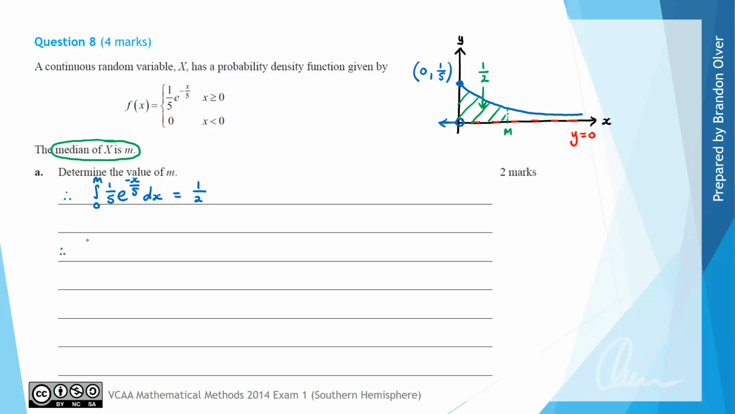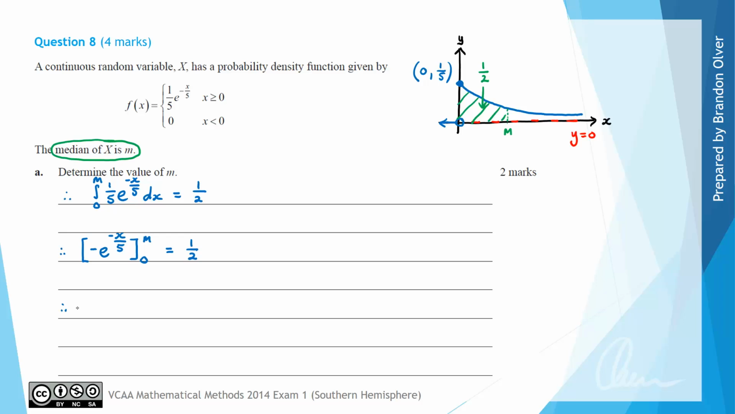Therefore, if we calculate the antiderivative, we would have 1/5 e to the power of negative x on 5. We would divide by the coefficient of x, and dividing by negative 1/5 would be the same as multiplying by negative 5. So we'd simply get negative e to the power of negative x on 5, and that is going to be between 0 and m, and we know that is equal to a half.